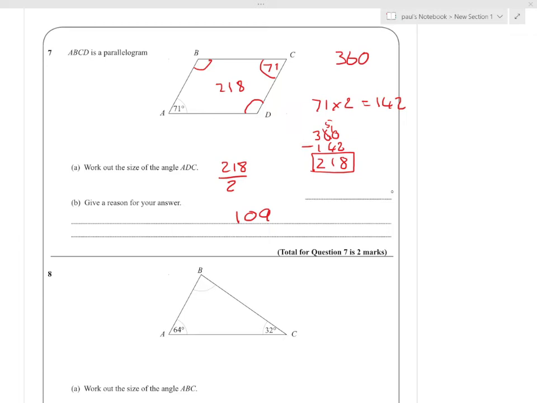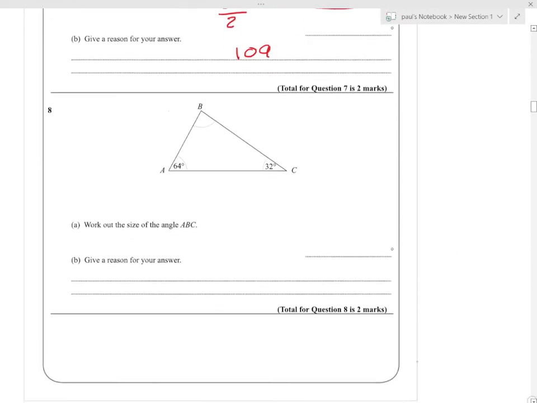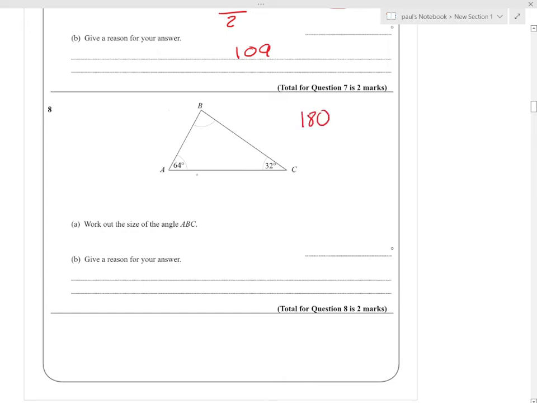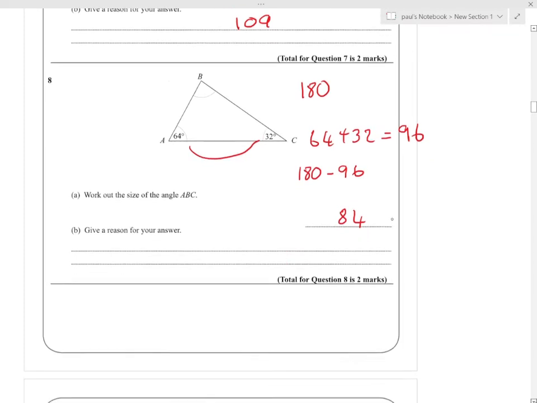I've got a bit of a cold today. Right, okay, now we've got a triangle. Work out the size of an angle in the triangle. All angles in a triangle add up to 180, so let's add these two together. 64 plus 32 is 96. So 180 minus 96, right, okay, calculator, help. 180 minus 96 is 84. 84 is the answer. Right, okay, next one.